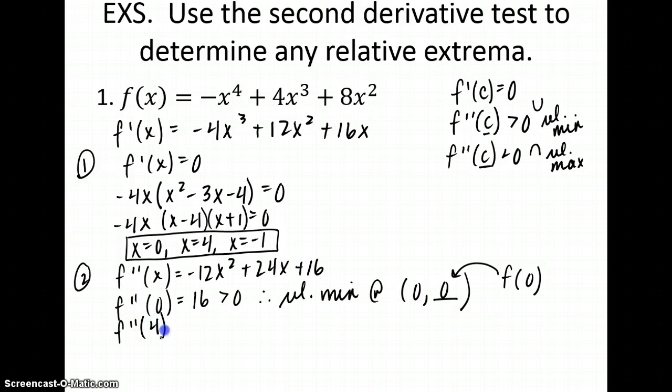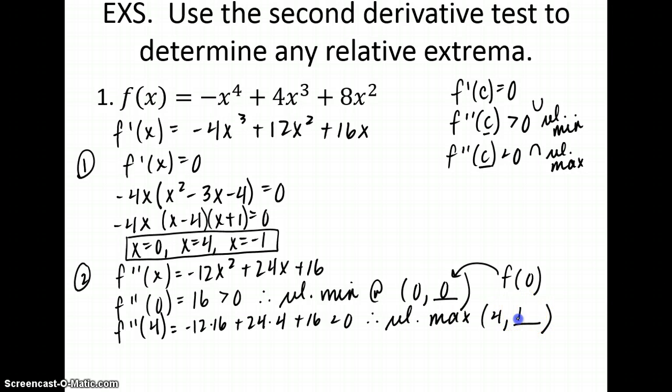When I plug 4 into the second derivative, I would get negative 12 times 16 plus 24 times 4 plus 16. This would be a negative value. So I'd have a relative maximum at 4, and plugging 4 back into the original function, you can verify you would get a y value of 120.